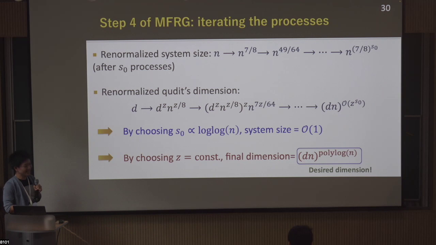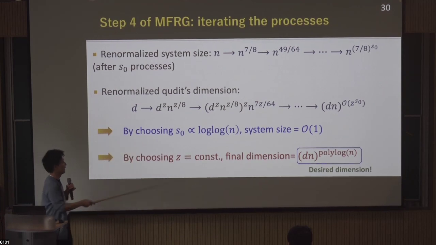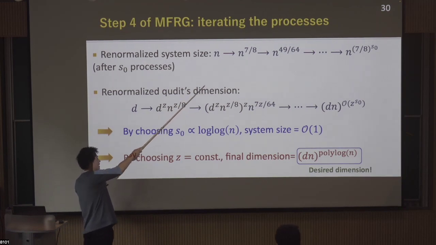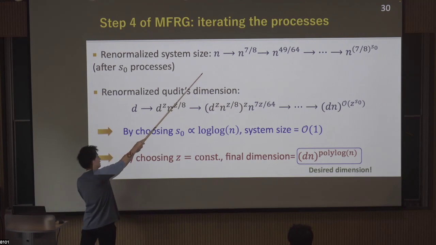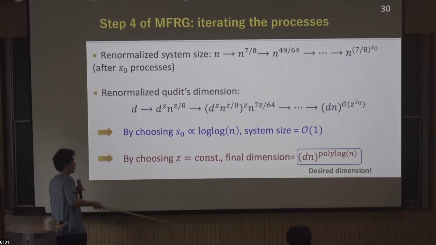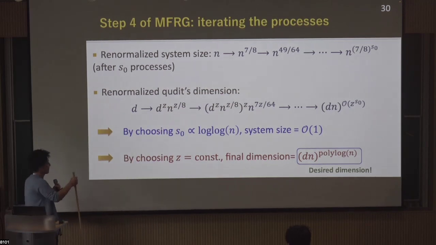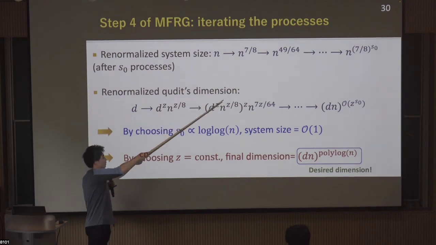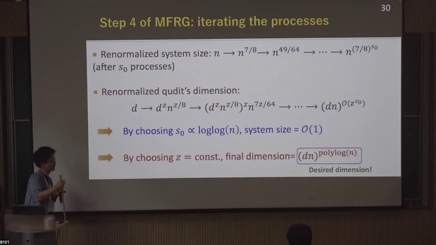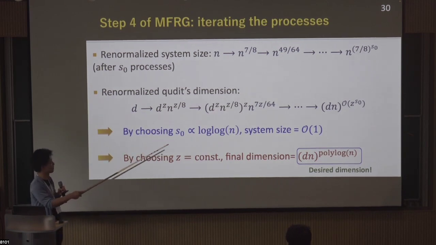Okay, and then we can construct a new renormalized Hamiltonian. So we repeat the same process. So the Hilbert space, the number of the qudits, becomes the power of 7 over 8. So if the initial system has n qudits, then after the first renormalization process, the total number of qudits becomes n to the power 7 over 8. And after the second renormalization process, the number of qudits becomes n to the power 49 over 64. And after S0 renormalization processes, the total number of the renormalized qubits is given by n to the power of 7 over 8 to the power of S0.